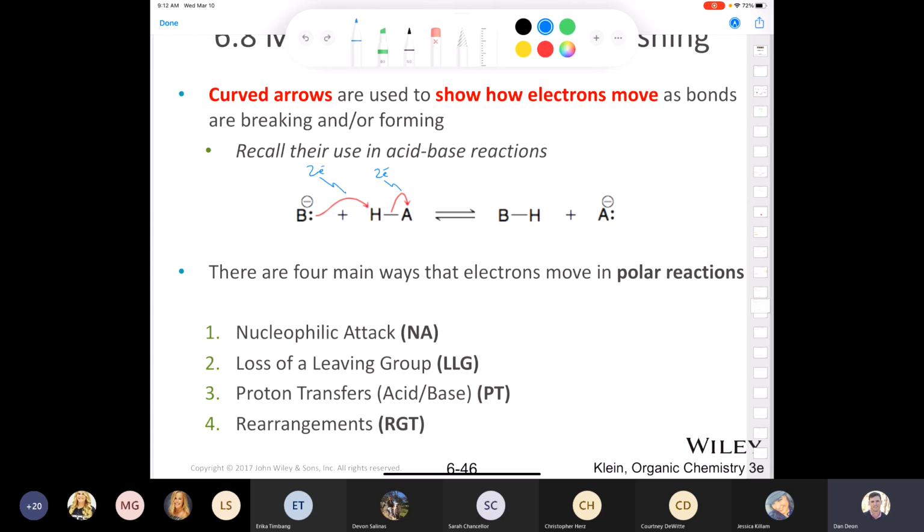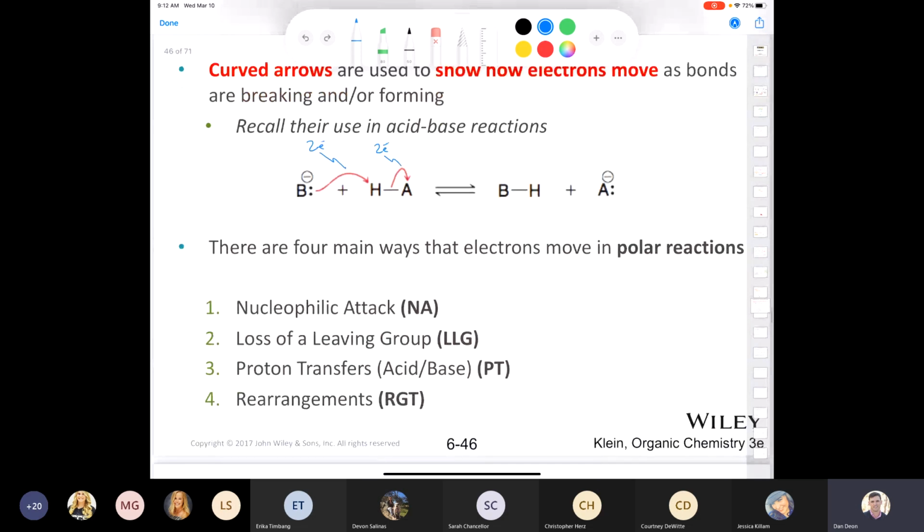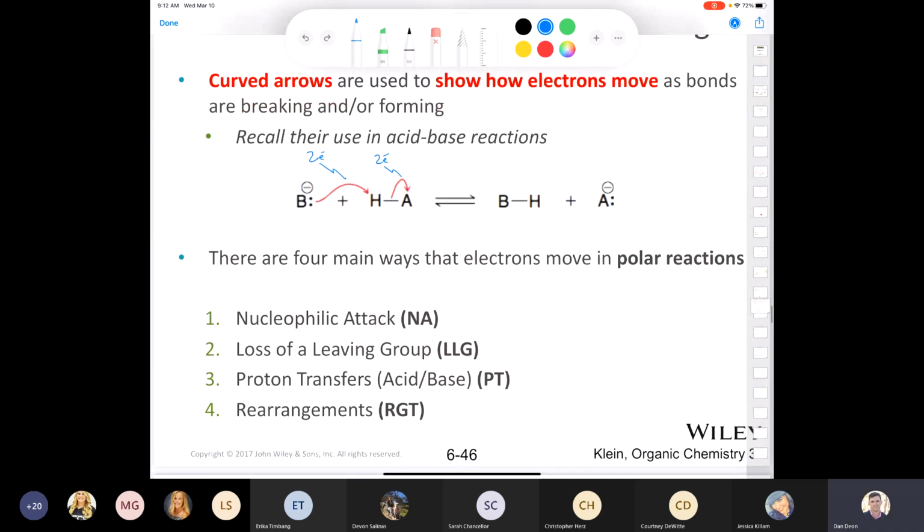Now, David Klein has developed a method for students to learn arrow pushing or curved arrow mechanisms in ionic or polar reactions, which is what we're going to be concerned with 95% of the time in our class. And he broke them down into 4 different ways that electrons move in these mechanisms. A nucleophilic attack, which we use NA, the loss of a leaving group, which we call an LLG, a proton transfer, PT, and a rearrangement. You need to be rock solid on these for your next quiz.